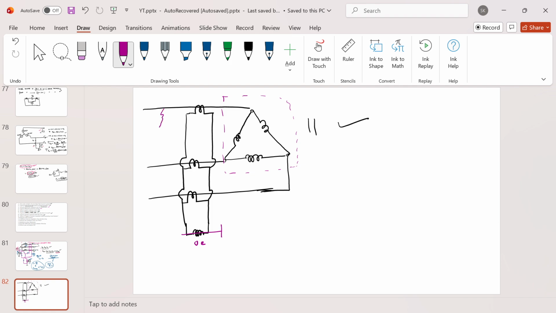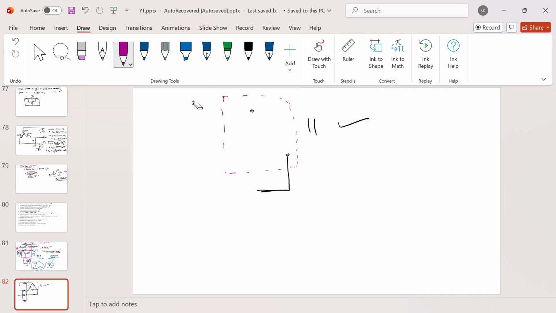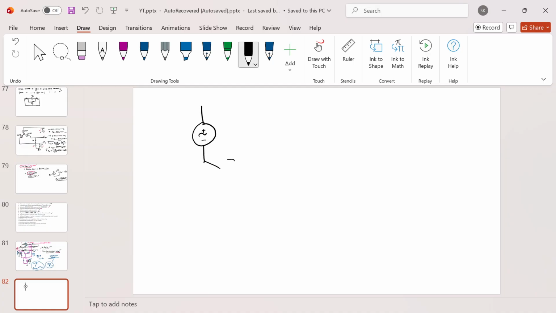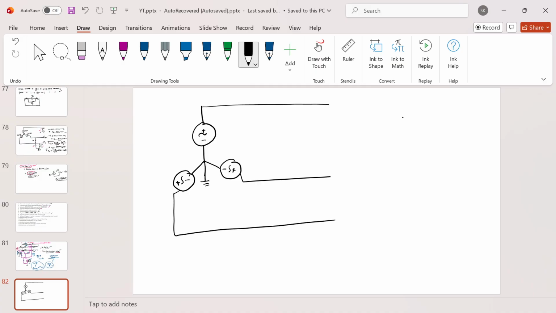Now let's say a fault has occurred at this terminal, then what will happen is what we are going to analyze here. If any fault has occurred, maybe I should take one source also, then it will be easy to explain. I can take a source combination. Let's say I have a star connected source, and the neutral of the source is grounded, and these are the windings, let's say.